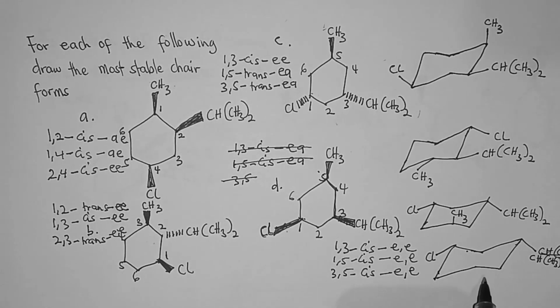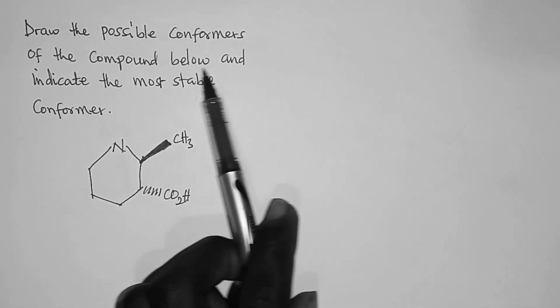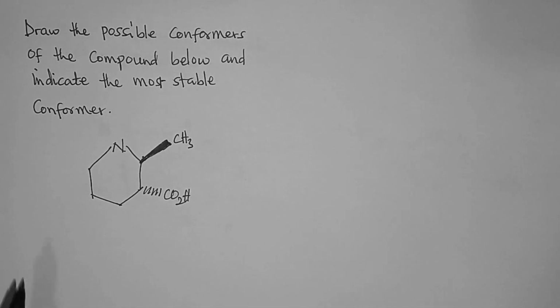And then on carbon number 5, the methyl group must also be in the equatorial position. So this 1, 2, 3, 4, 5, which is here. So this methyl group must also be in an equatorial position. So you can see that this is also the most stable chair conformer because all the substituents are in the equatorial position.